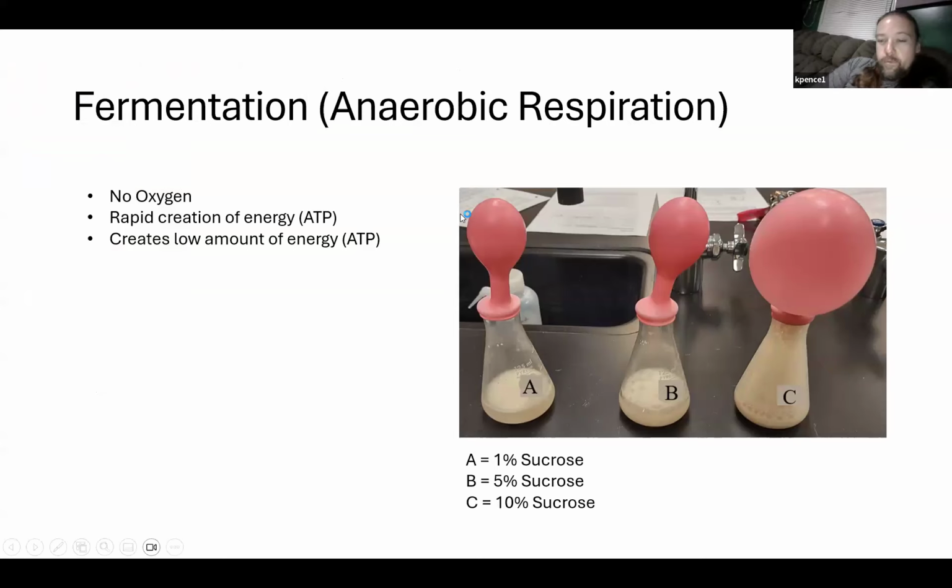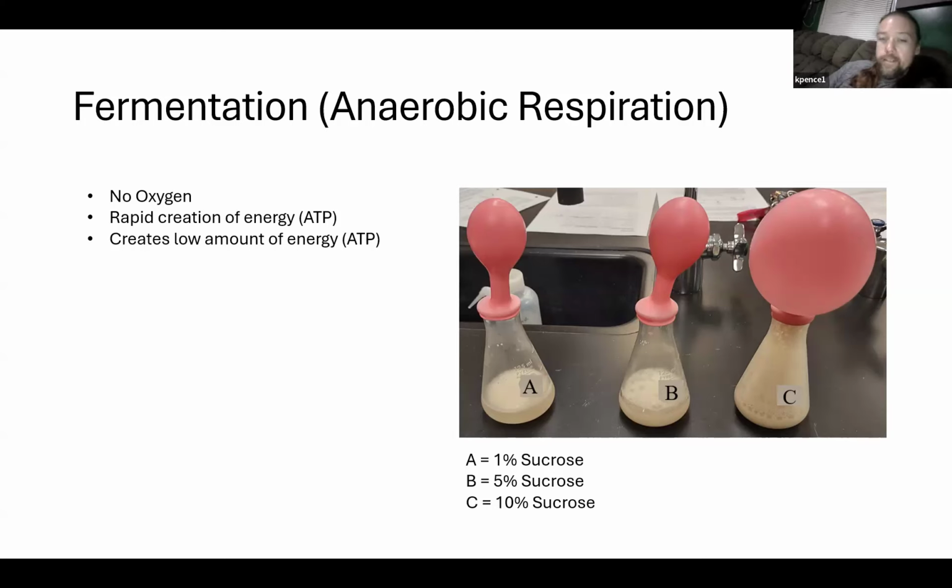We did this experiment as a class 2 weeks ago. We looked at different concentrations of sugar and how the concentration of sugar will affect fermentation. So we have the A, B, and C flask. The A flask would be very similar to our 1% solution. The B flask would be similar to our 5% solution, and the C flask is similar to our 10% solution. And you can see as you go up in concentrations of sucrose or sugar, you increase fermentation.